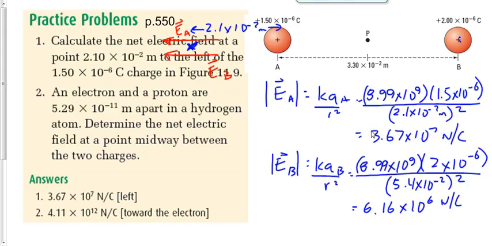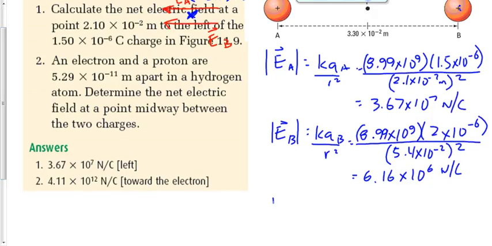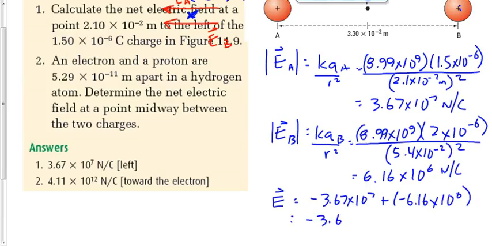All right. We're going to combine these. Now we're going to just say the electric field at that point, dropping the absolute value signs now because we are paying attention to direction now. We're going to say negative 3.67 times 10 to the 7 plus negative 6.16 times 10 to the 6. And we should get negative 3.67. Is that right? That's not right. What do you guys get, like 4.2 or something?